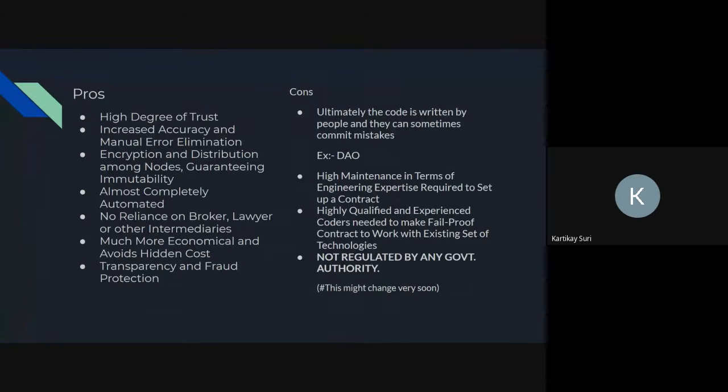There is increased accuracy and manual error elimination. You do not have to rely on any singular person to write or frame a contract, and you can avoid the legalities and formalities which are associated with a formal contract, therefore eliminating manual error. Encryption and distribution among nodes guarantee immutability. As discussed, thanks to blockchain and decentralization, there is immutability, meaning no one can change it once the contract has been deployed.